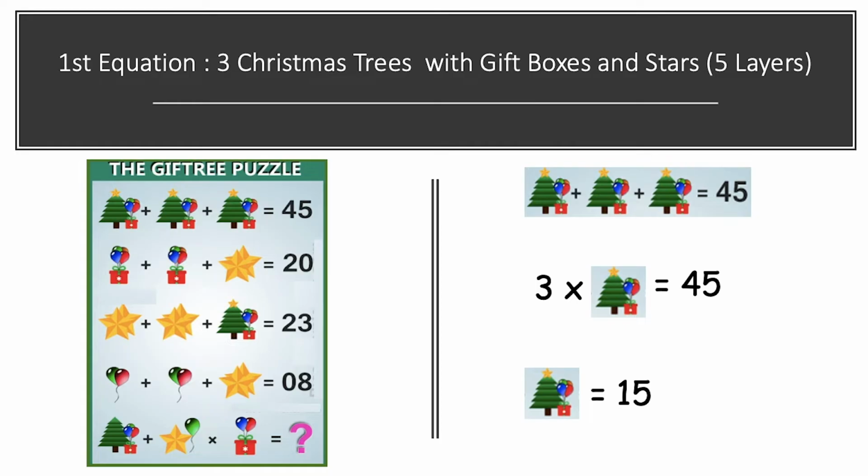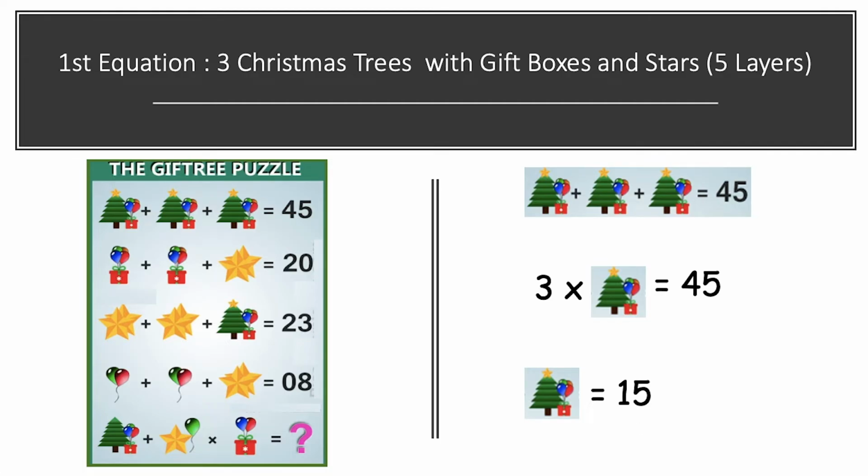So for solving the equation, I'll first take my first equation. In the first equation, we have 3 Christmas trees with gift boxes and stars on top, whose sum is equal to 45. On solving this equation, we will get one Christmas tree with 5 layers, star on its top, and a gift box is equal to 45 divided by 3, that is equal to 15. So this is end of our first equation.